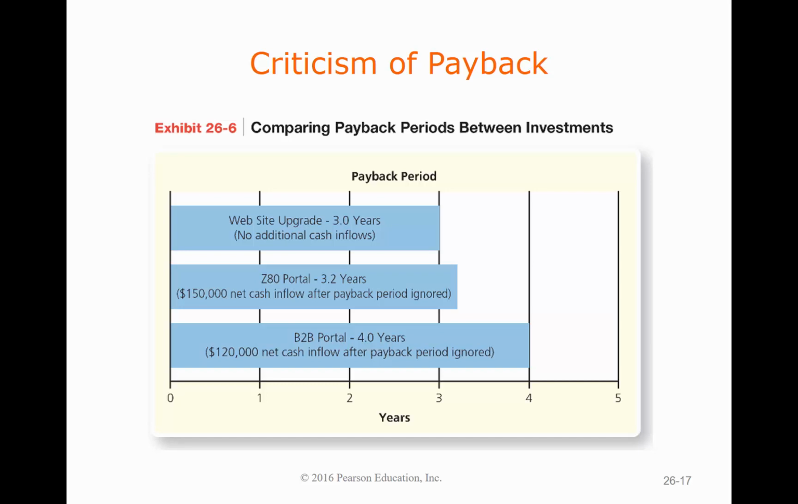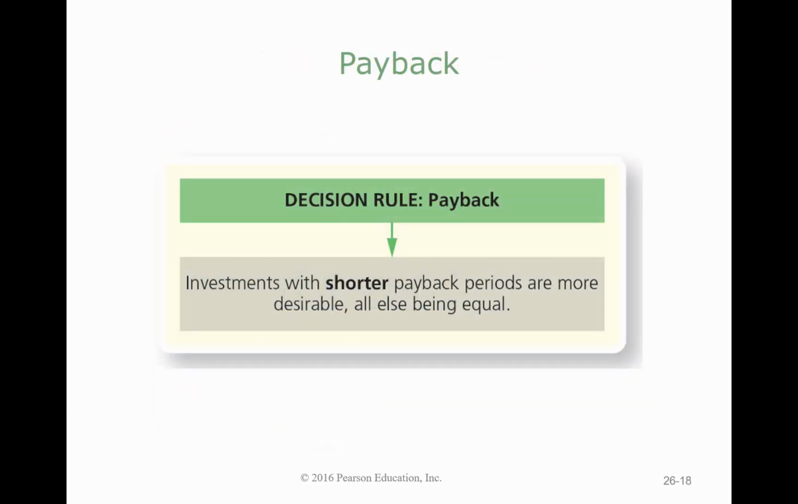So there they've given you a handy bar chart in case you weren't clear on what 3 years, 3.2 years, and 4 years meant. Now you can see it graphically. And in essence, here's the rule. With payback, the investment with a shorter payback period is more desirable, all else being equal.